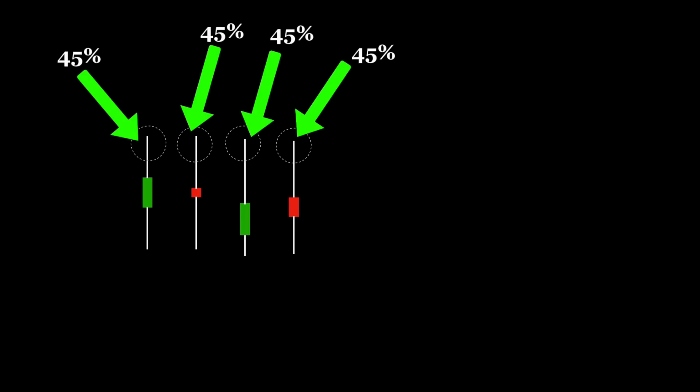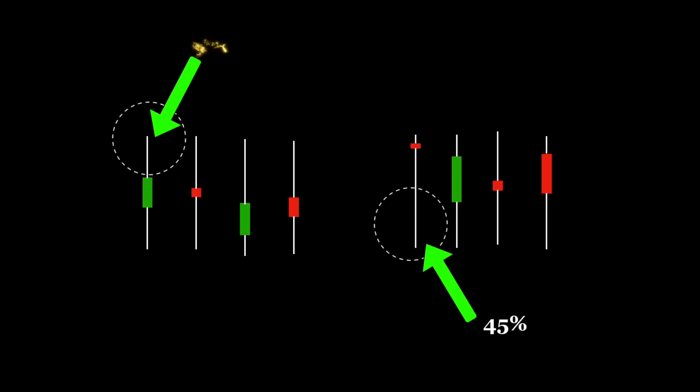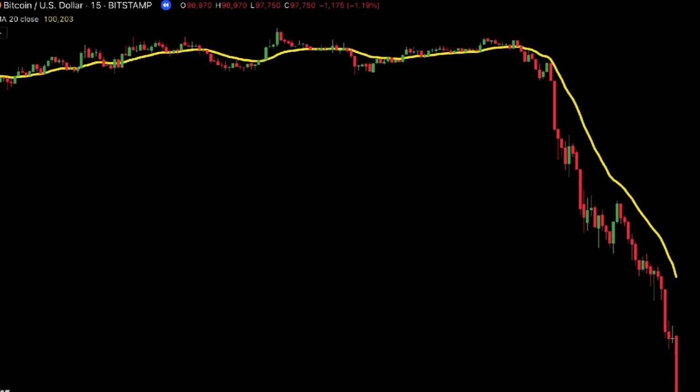Here's how it works. In a downtrend, look for candles with long lower wicks that are 45% or more of the candle size. In an uptrend, look for candles with long upper wicks that meet the same 45% rule. These candles indicate a potential opportunity for entry, but spotting them manually can be tricky, so we'll use a helpful indicator to make it easier. Let's see it in action.